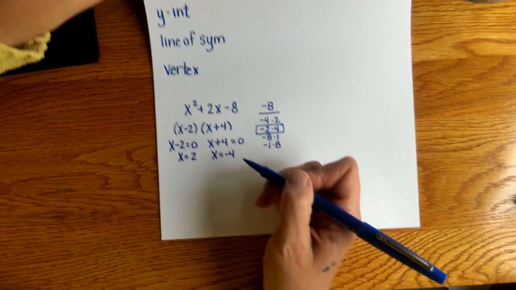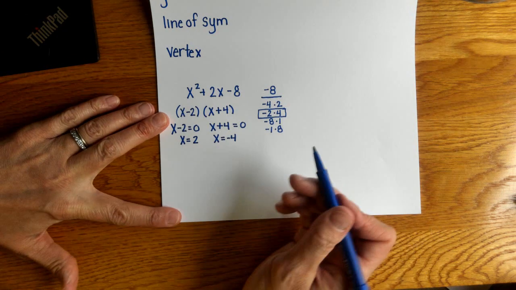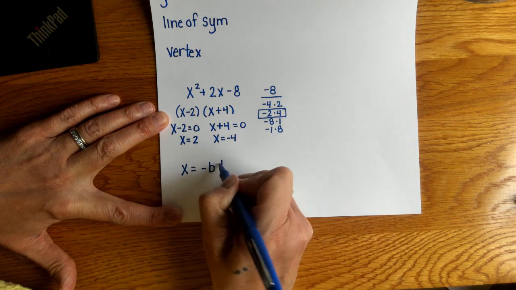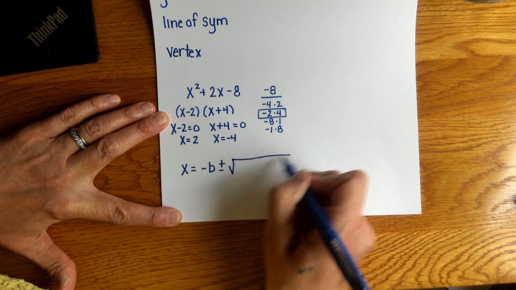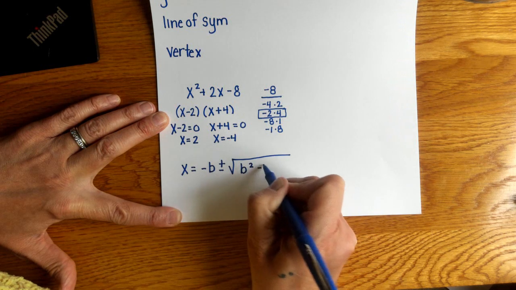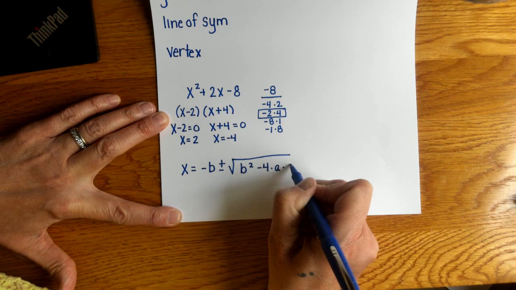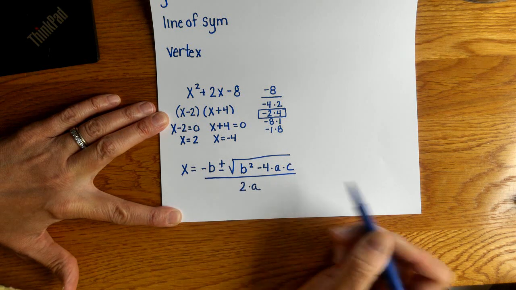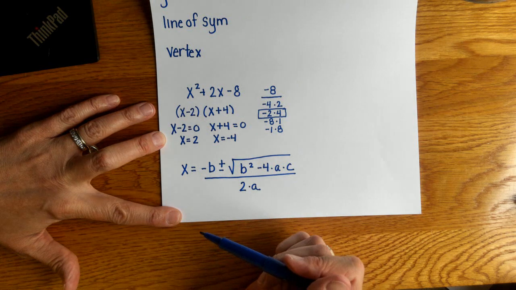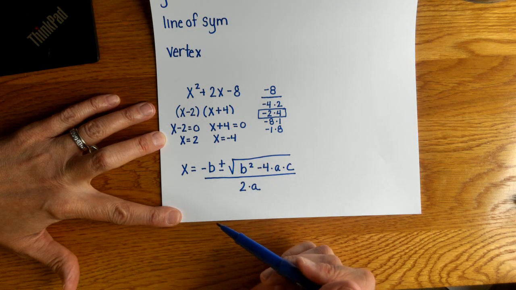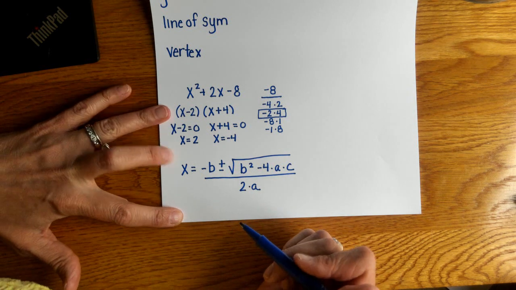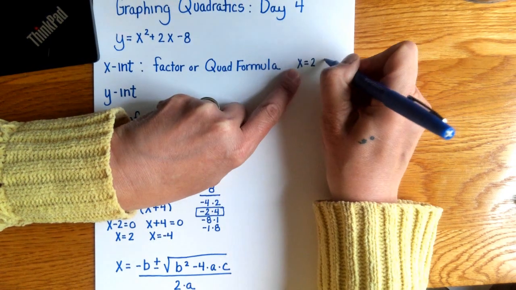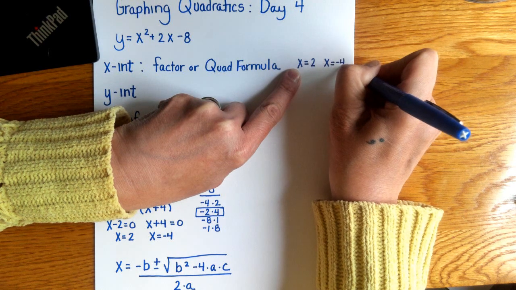I am going to give you the quadratic formula in case you want to use that. x equals the opposite of b plus and minus square root of b squared minus 4 times a times c, all over 2 times a. So you can either factor if that works for you, or the quadratic formula will work always. So our x-intercepts are x equals 2 and x equals negative 4.